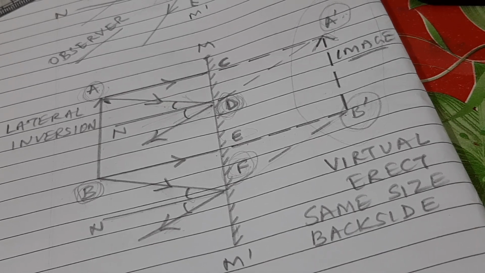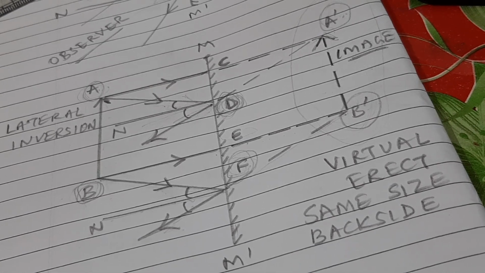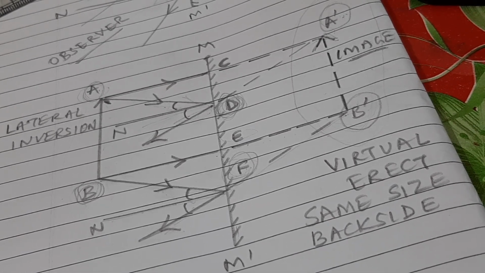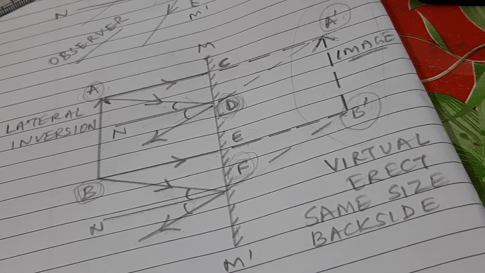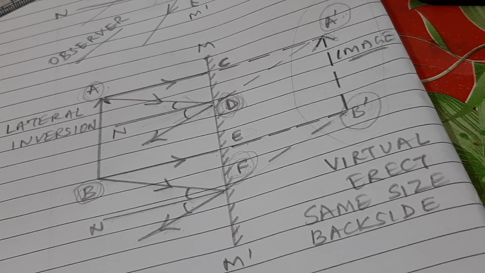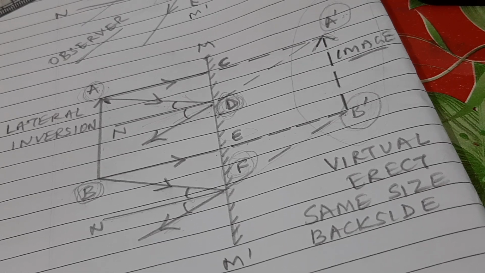So now we can say that the image formed in a plane mirror is virtual. It is virtual because it is not real. And why is it not real? Because it cannot be obtained on a screen. The image formed in a plane mirror is erect. The image formed in a plane mirror is of the same size as the object, and the image formed by a plane mirror is at the same distance behind the mirror as the object is in front of the mirror. And the image formed in a plane mirror is laterally inverted.